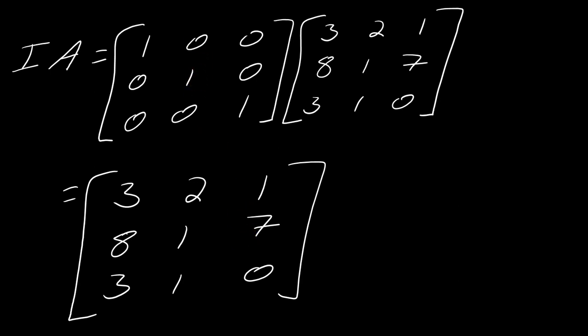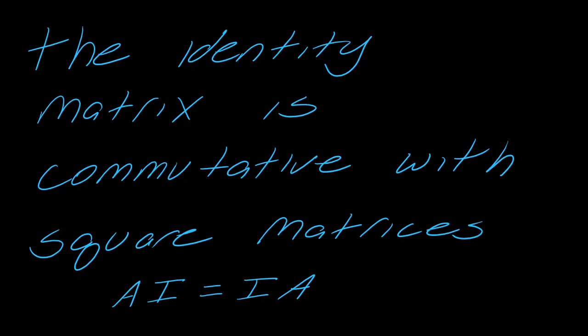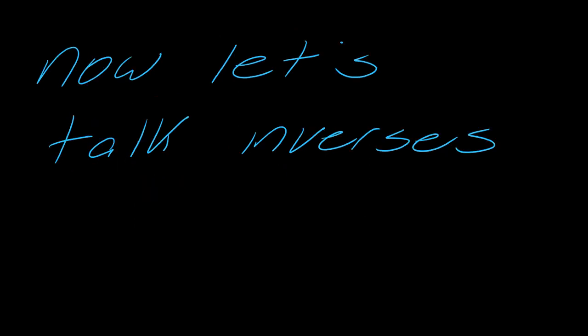Now, normally, multiplication with matrices is not commutative, right? But the identity matrix is commutative with square matrices. So I have A times I is going to be equal to I times A. So this is just a unique matrix where we do actually have commutativity, and that's kind of important. Okay, so now that we've talked about the identity, now we can talk about inverses. The identity and the inverse kind of go hand in hand.